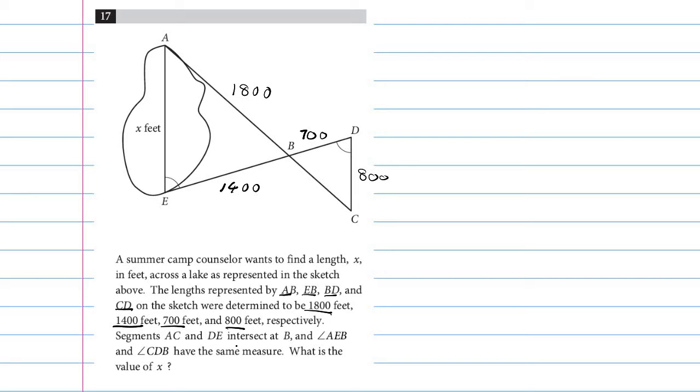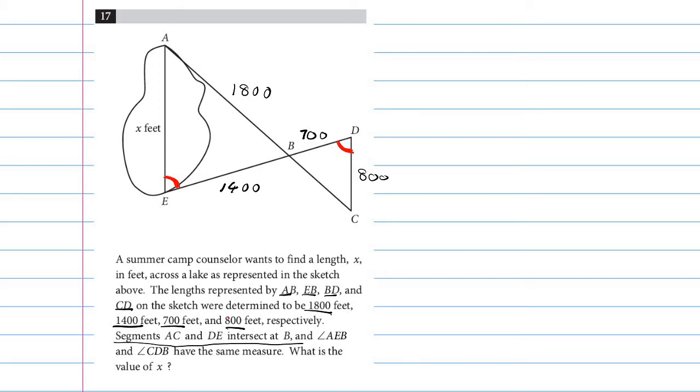Segments AC and DE intersect. This is already shown in the diagram, so that part of the problem is redundant and you don't need to worry about it much. Then we have this angle AEB, which is this angle here. Let me mark it in a different color. This angle over here, and CDB, this angle over here, have the same measure. The sizes of these two angles are the same.